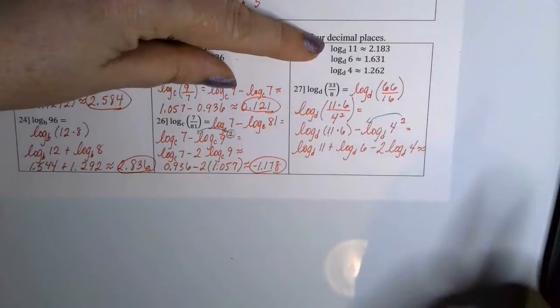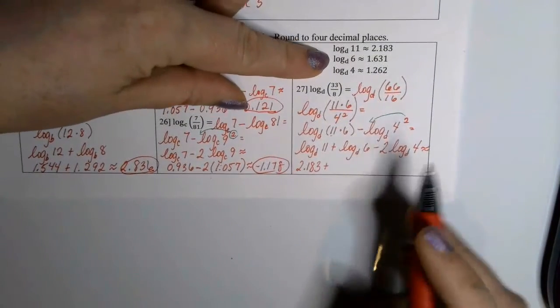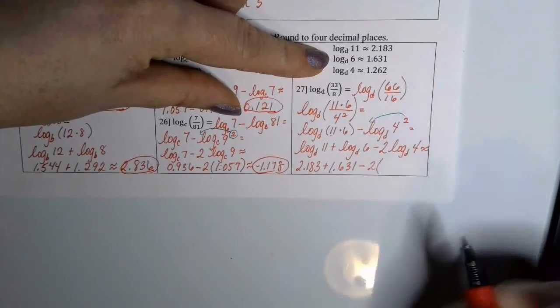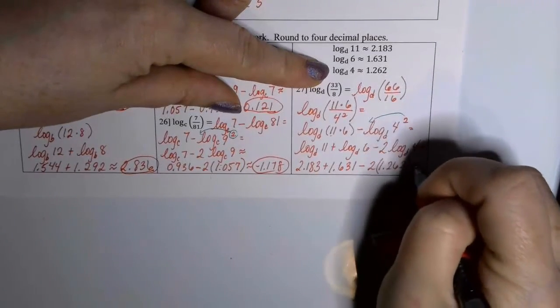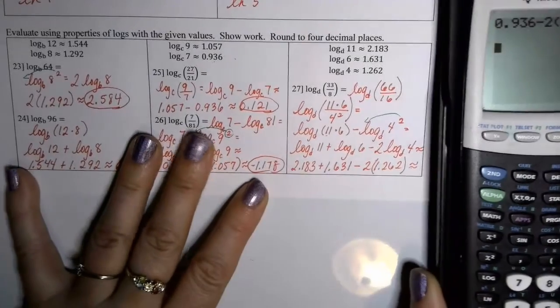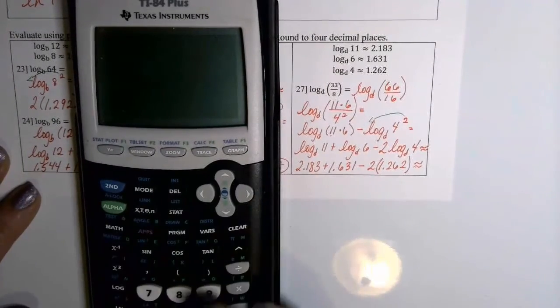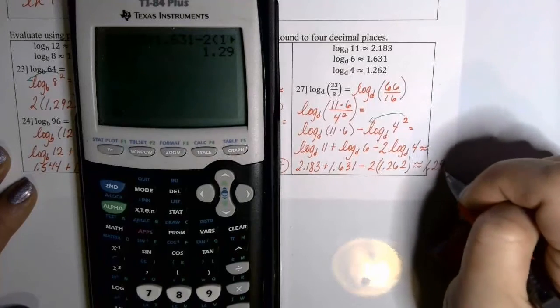So the log base D of 11 is approximately 2.183. The log base D of 6 is approximately 1.631 minus 2 times, and then the log base D of 4 is approximately 1.262. So we can put those values into the calculator, and we'll have 2.183 plus 1.631 minus 2 times the quantity 1.262, and that's approximately 1.29.